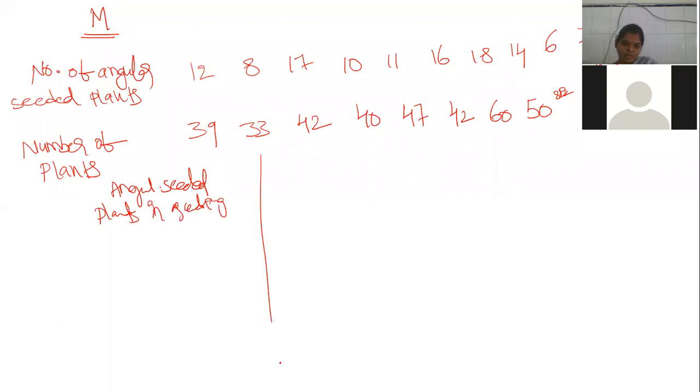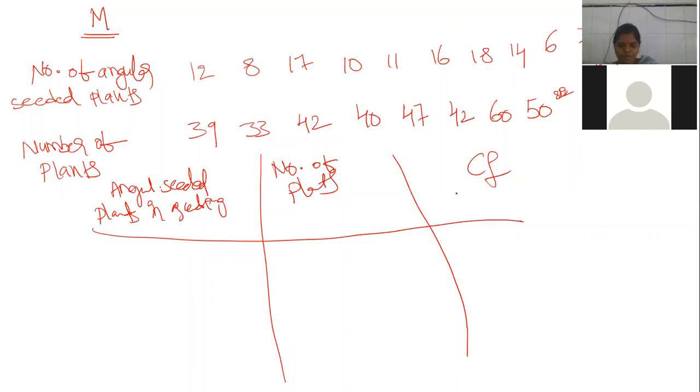This is the first column. And the second one is number of plants. See, ma'am, what we arranged in the ascending order number, you just write the respective number of plants here. And the last column is what? CF, cumulative frequency. So write down. You just write it in the form of ascending order.